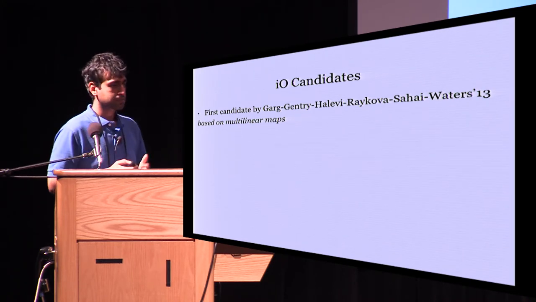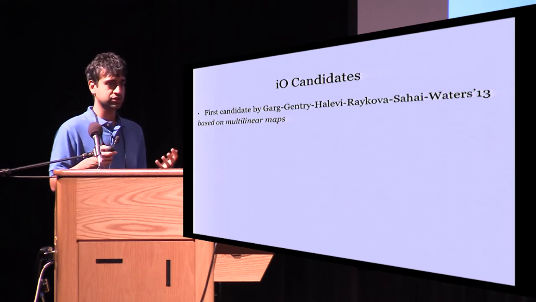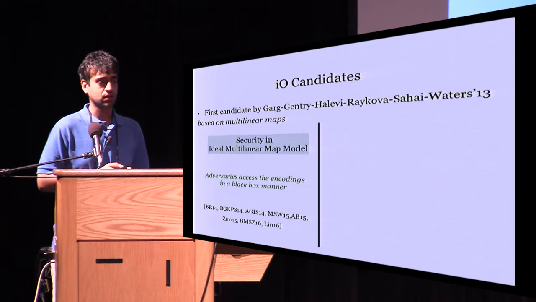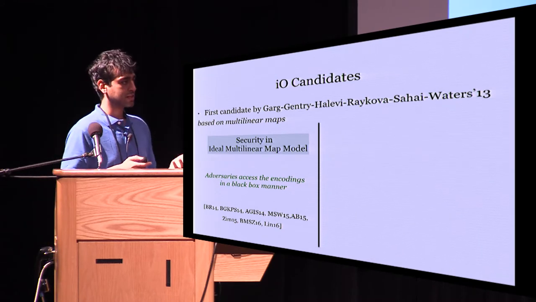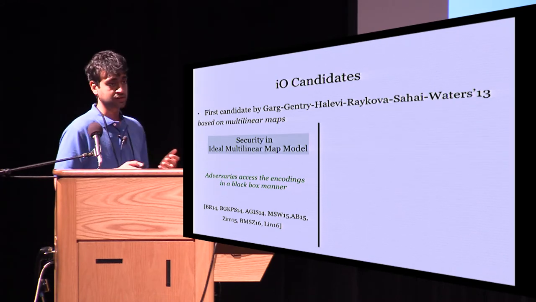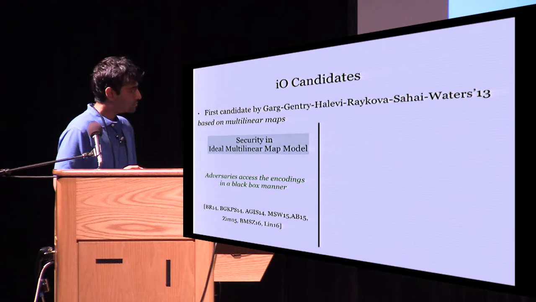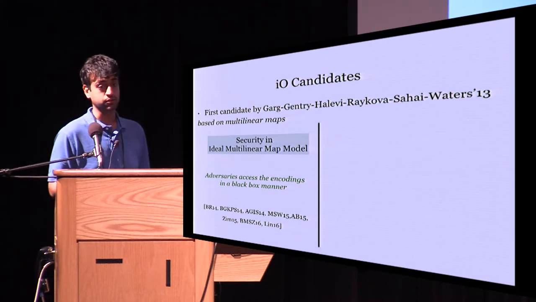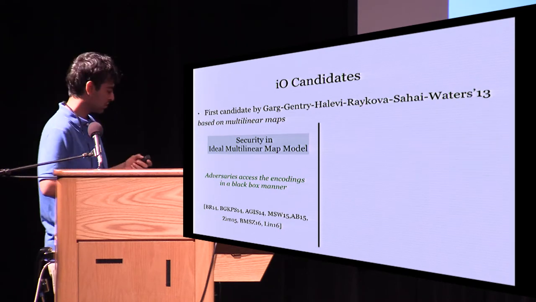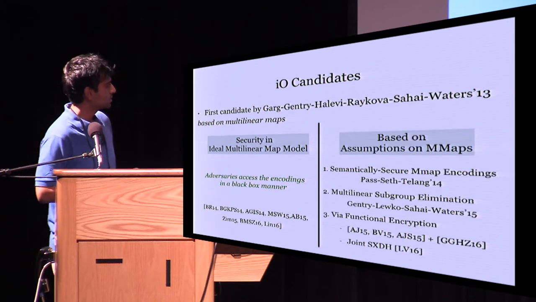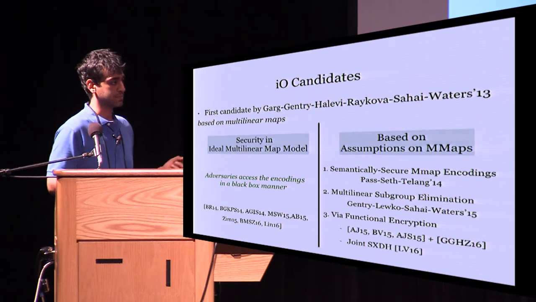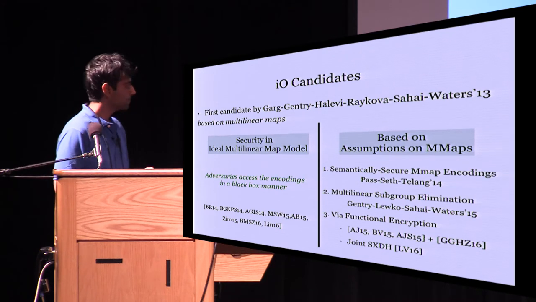I can broadly classify all these constructions into two categories. In the first category, we have I/O constructions whose security has been proven in the ideal multilinear map model. In this model, we consider adversaries who can access the encodings in a black box manner. On the other hand, we have some constructions which are based on concrete assumptions on M-maps.